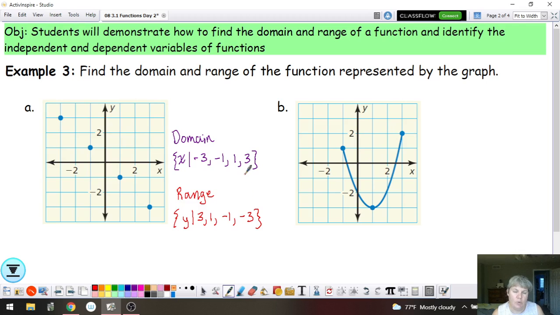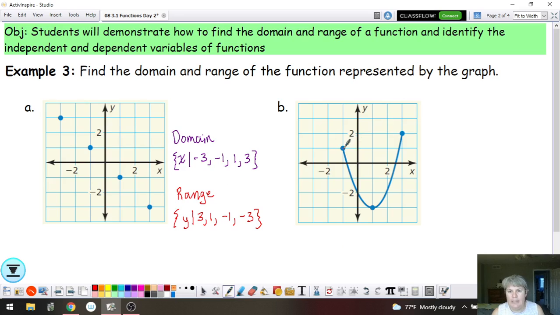Now something else I'm going to mention, in an answer key, these would be listed in increasing order. So from the smallest value to the largest value. It wouldn't necessarily follow the order of the graph from left to right. I personally won't be so picky with my students on this as long as you list the values within domain and range.